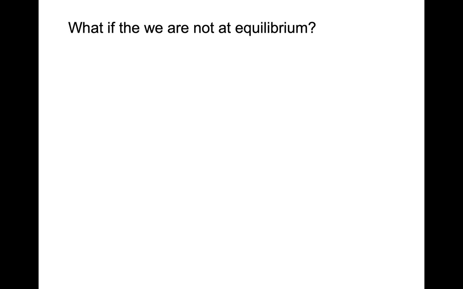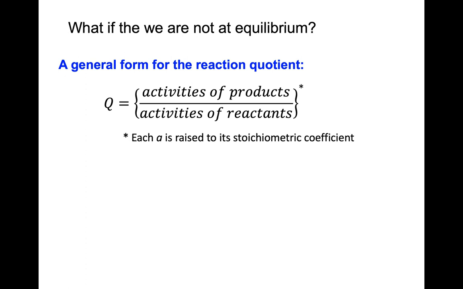So what if we're not at equilibrium? How do we express what's going on when we're not at equilibrium? You may recall there was a quotient. A general form for the reaction quotient looks really similar to the equilibrium constant. The only difference is that for our Q, the activities of products and reactants are not at equilibrium. So they could be, for example, at the beginning of a reaction or somewhere in the middle of a reaction where we could measure the concentrations.